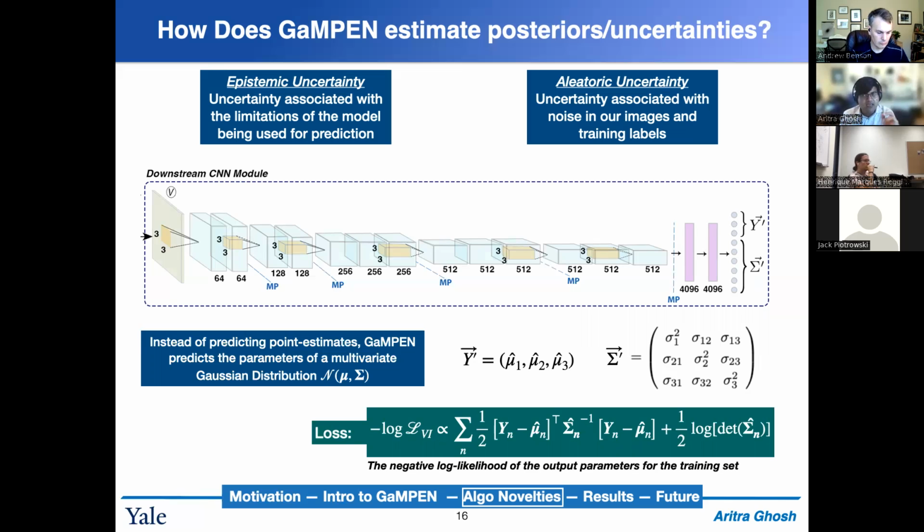Now, sigma here represents the aleatoric uncertainty in the predictions. That is the uncertainty associated with the noise in our images or the training data. As I told you already, we have a different kind of uncertainty that we also need to model, which is the epistemic uncertainty. How do we do that?